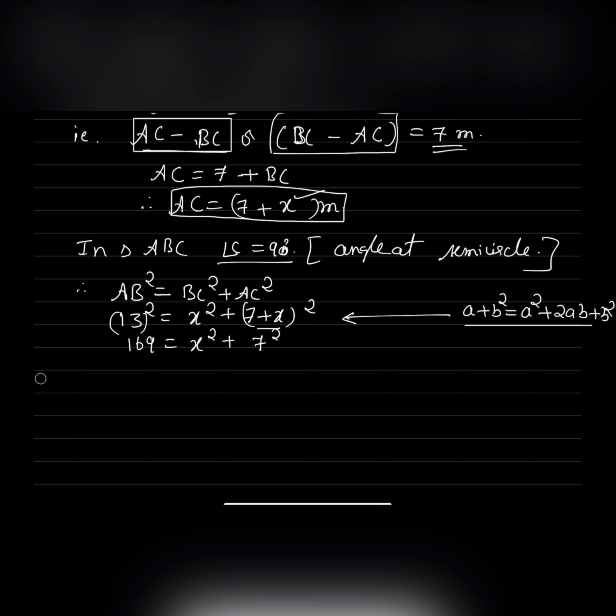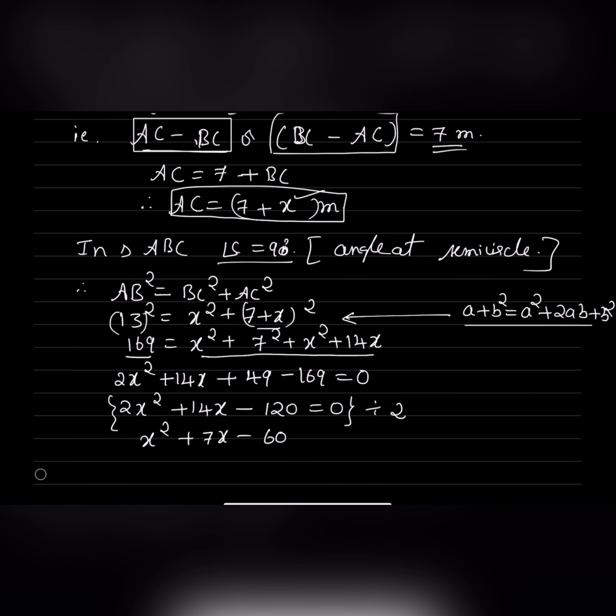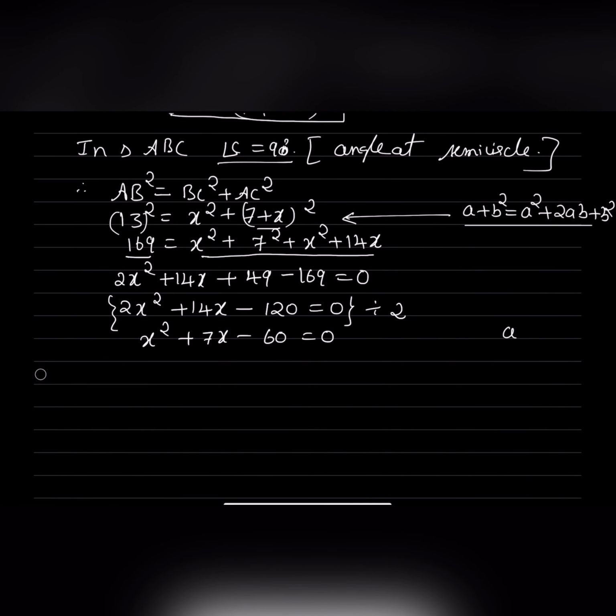It will be 7 square plus x square plus 14x, and x square plus x square, it is 2x square plus 14x plus 7 square is nothing but 49, and this is minus 169 equal to 0. That will be 2x square plus 14x minus 120 equal to 0. We can simplify this whole thing dividing by 2. We'll get x square plus 7x minus 60 equal to 0. Now we have a is equal to 1, b is equal to 7, c is equal to minus 60, and apply the quadratic equation formula.